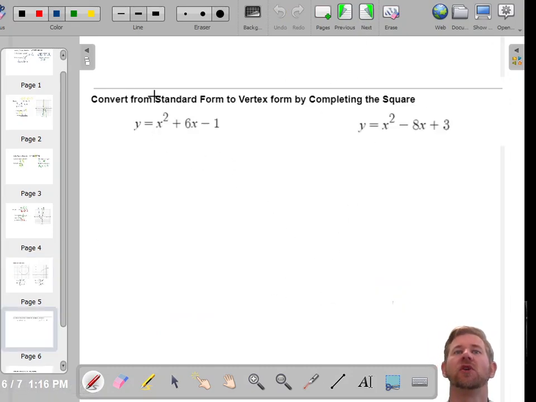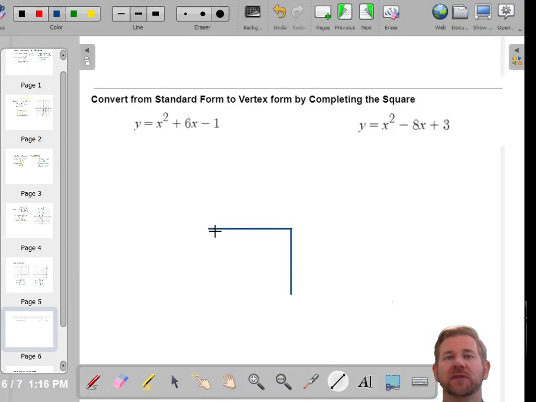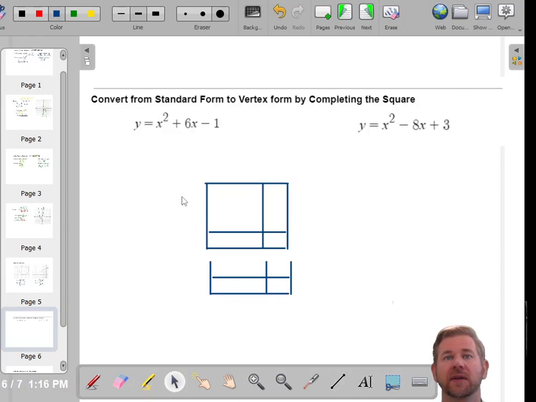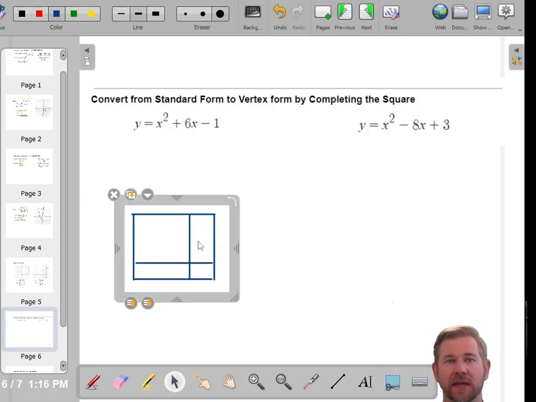Now, converting. So convert from standard form to vertex form by completing the square. I like to draw the pictures, so I'm going to make one of my little square things for completing the square. If you don't like to draw the picture, that's okay, but I like to see it. So let's see. We're going to do that, and then we're going to screenshot it, and I can draw on it, and this can go away, and I need another one.